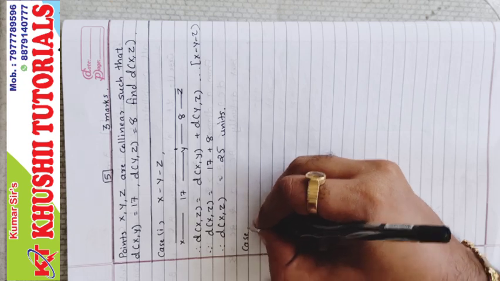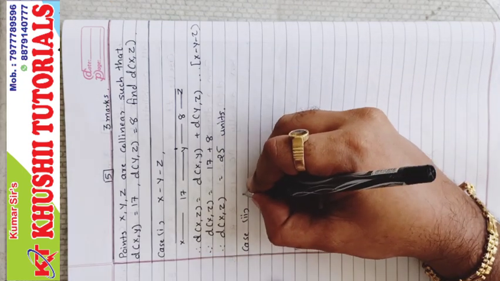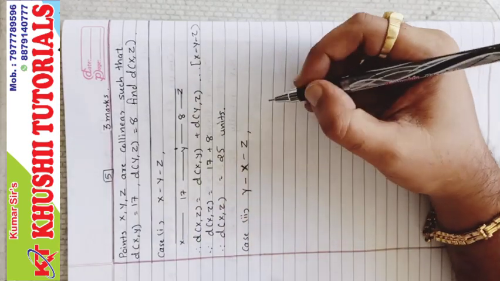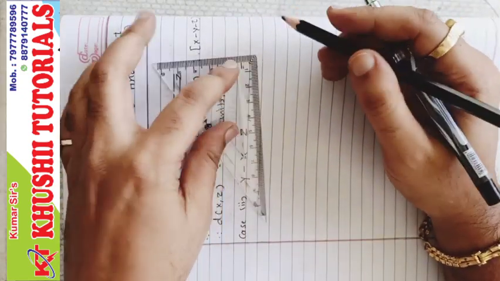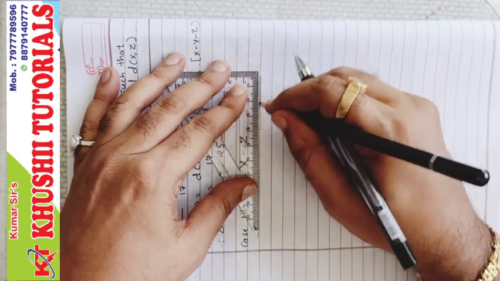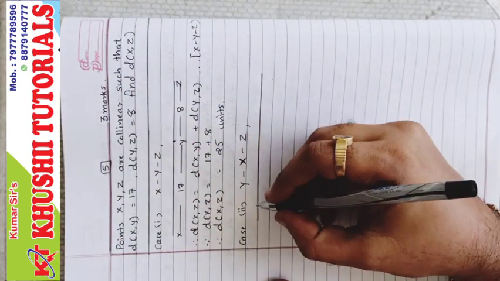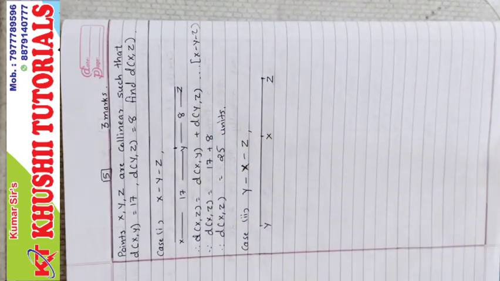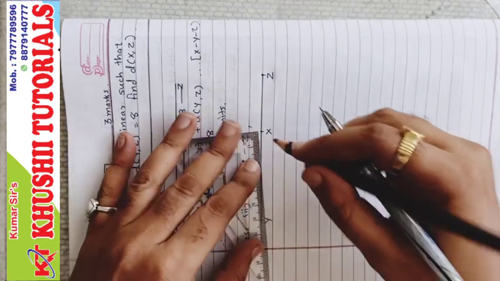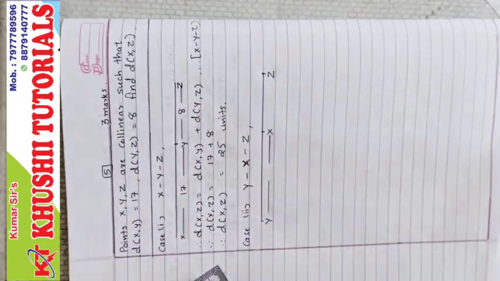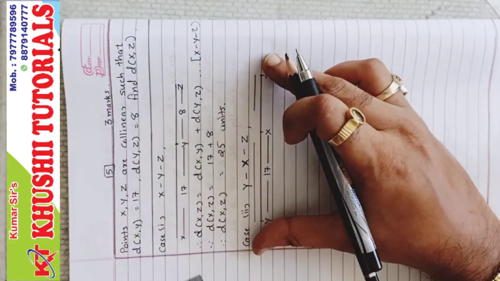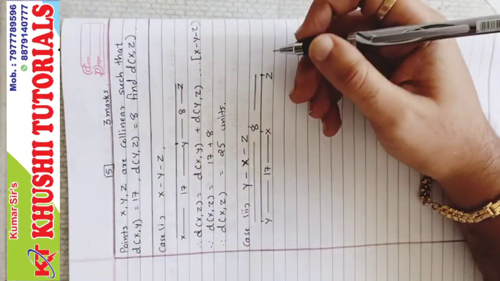Case 2, we'll take now X is in between. First Y was in between, now I'm taking X in between. So Y-X-Z. Now again we will draw a figure. Y, Z, and this is X. Now values: XY 17, YZ 8. YZ is definitely not possible. If XY is 17, how can the bigger one be YZ? YZ cannot be 8, so it is impossible. The answer will come negative.